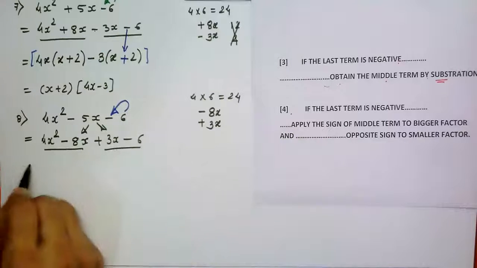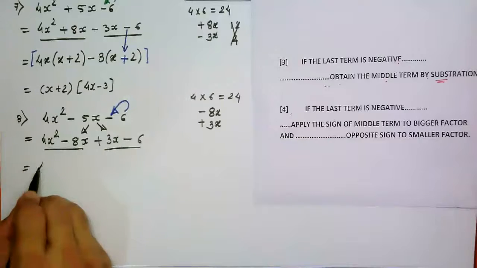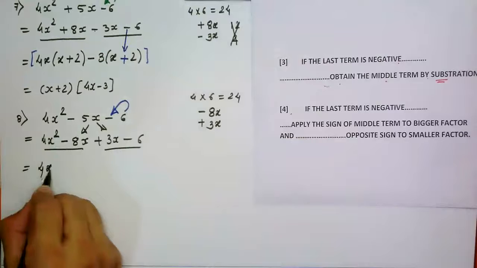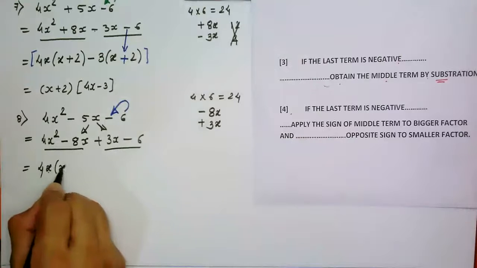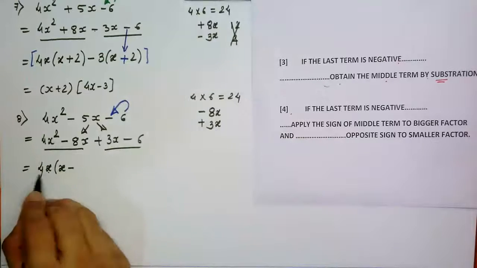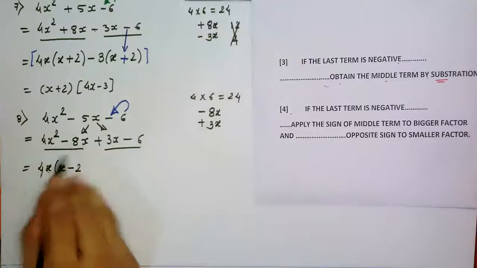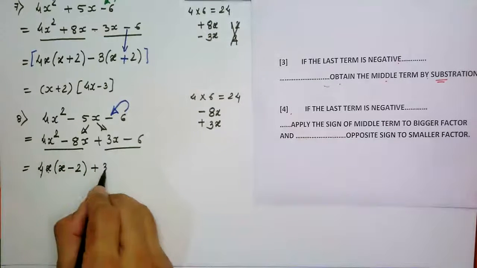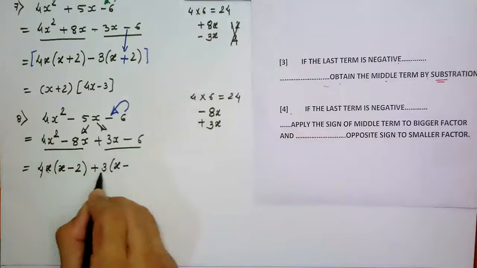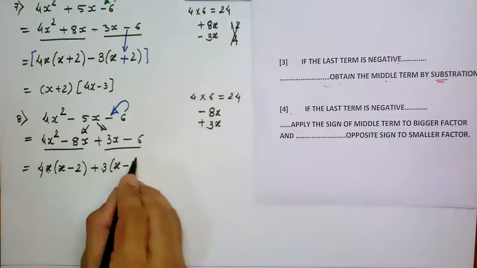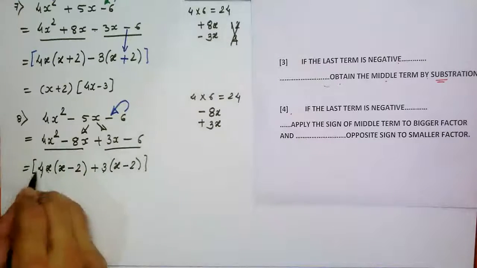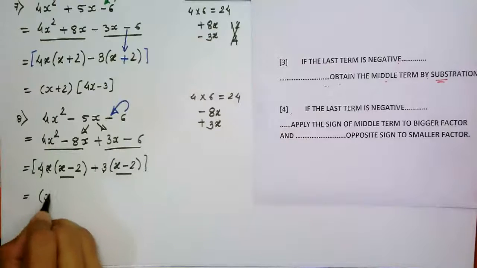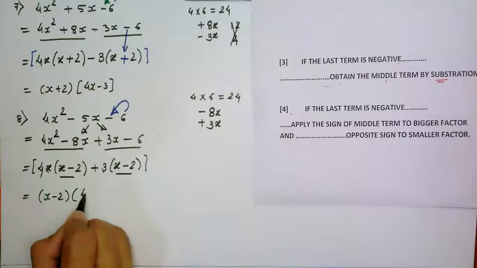Create two pairs. 4 times 2 is 8, so 4 is common. X is present in both the terms, so x is common. X into x is x squared, minus 4 twos are 8. X has been taken common. Plus 3 twos are 6, so 3 is common. X minus 3 times 2 is 6. X minus 2 is present in both the terms, so take that common. You will get 4x plus 3.